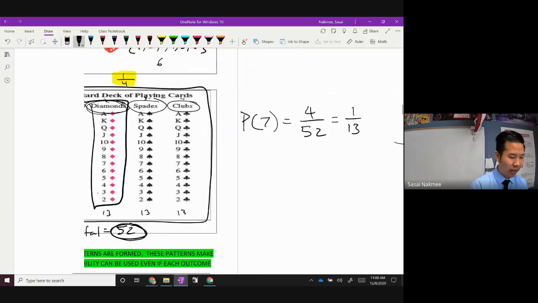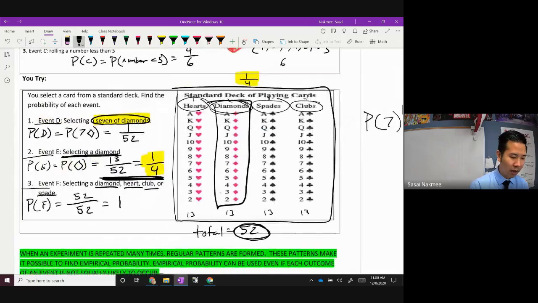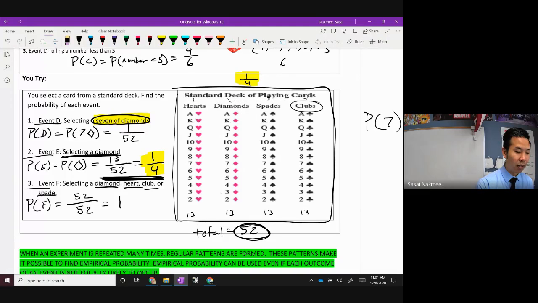Whereas in a deck of playing cards, the number of hearts, the number of diamonds, the number of spades, and the number of clubs all equal all the way across the board. So you can make that connection between the number of suits you have and which suit you care about.